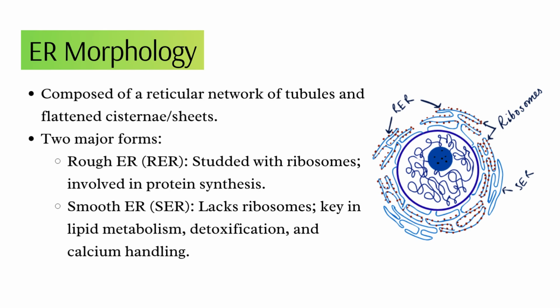The endoplasmic reticulum is made up of a network of tubules and flattened sheets called cisternae. It exists in two main forms. The rough endoplasmic reticulum is covered with ribosomes, which help make proteins. The smooth endoplasmic reticulum has no ribosomes and is important for lipid metabolism, detoxification of harmful substances, and calcium storage. Together, these forms help the cell perform many vital tasks.